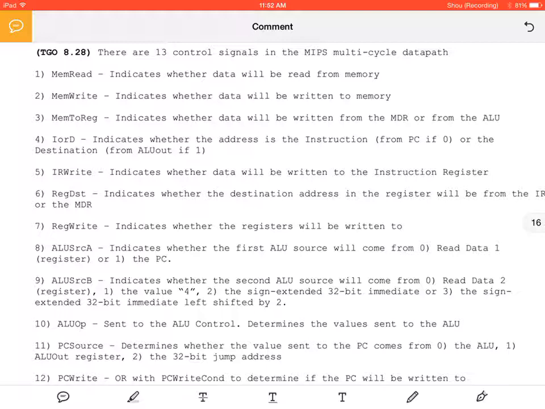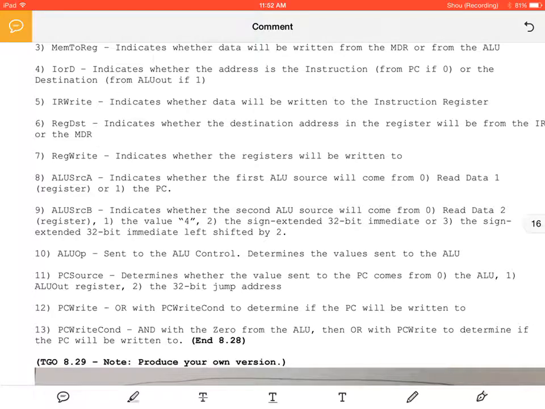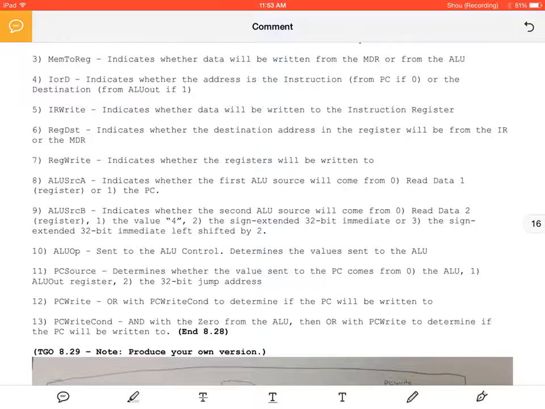IR write indicates whether data will be written to the instruction register. So you have this instruction register that we just described that's waiting to see whether or not we're going to have data written to it. Register destination chooses whether it's going to be an R type or an I type, or whether the destination and address in the register will be moved from the IR or from the MDR. If you remember, register destination was the input to reg write on the registers in the MIPS single cycle, right? So here it's using memory data, which is coming back from data memory, or IR, which is coming from the previous register. And I'll show you that in a second.